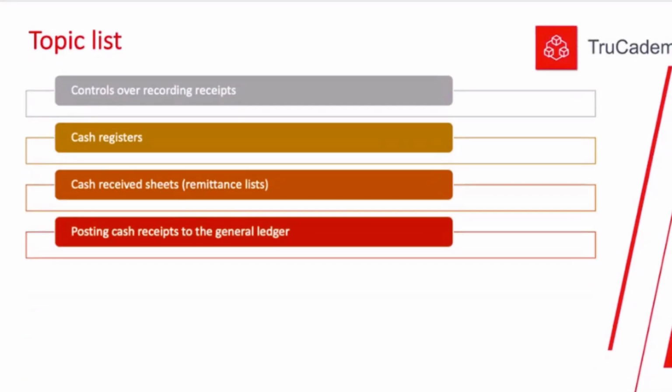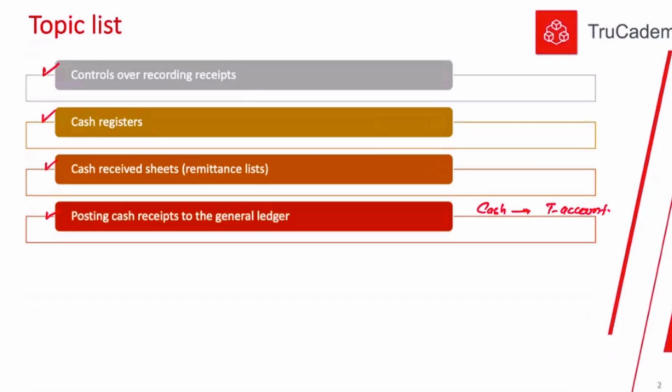Now the topic list. First, control over recording receipts, that we already have seen in the previous chapter. A little bit we will talk more about that. Then what are cash registers and why do we use cash registers? Received sheets or remittance lists: what are these and why do we produce them? And posting cash receipts to the journal and ledger, obviously in the cash T account, that we already have seen in the accounting cycle. A little bit more we will discuss in detail.